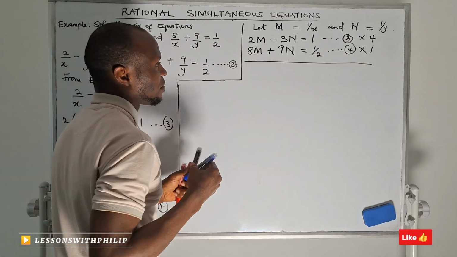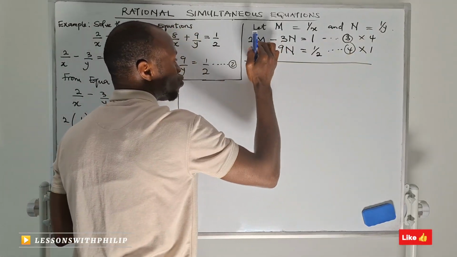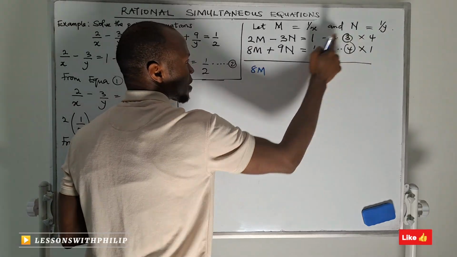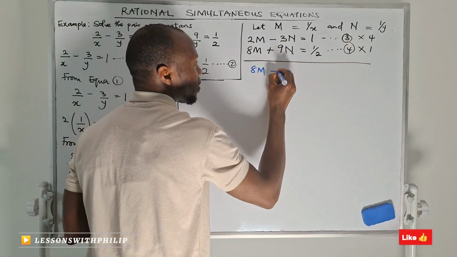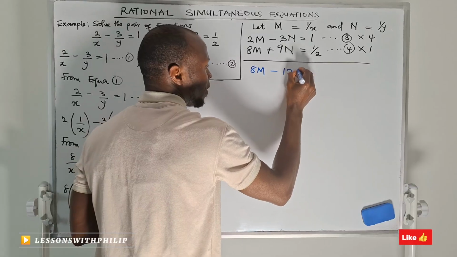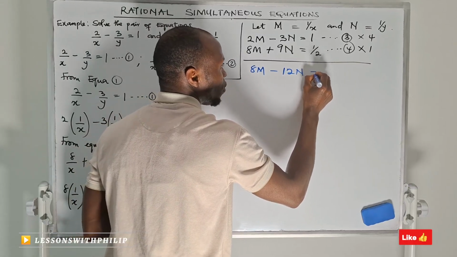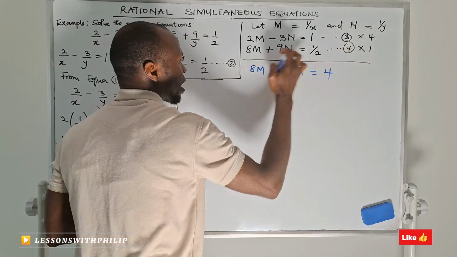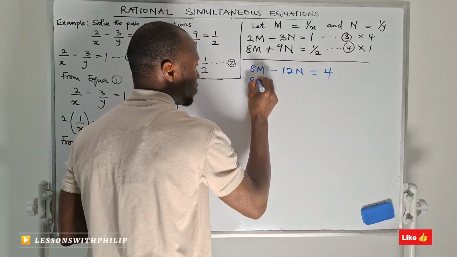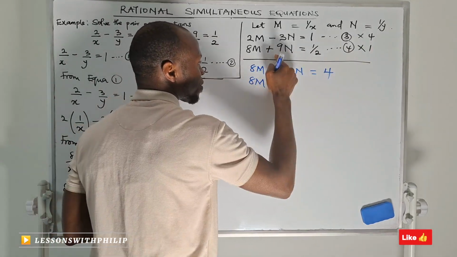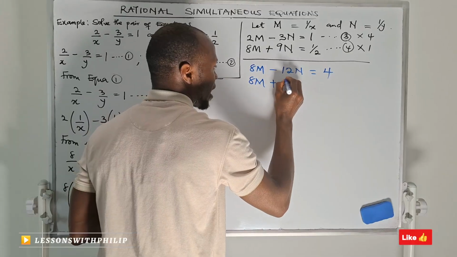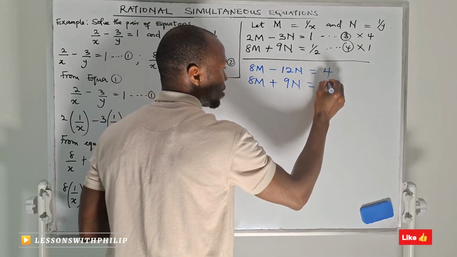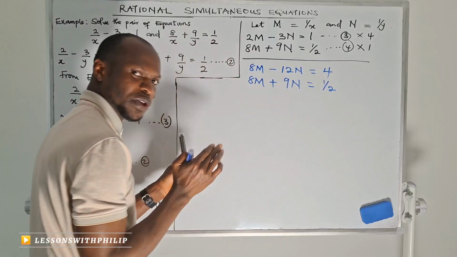So I will have 4 times 2 will give me 8m. 4 times minus 3 will give me minus 12n, equals 4 times 1, which gives me 4. Okay, 1 times 8m will give me 8m. 1 times plus 9 will give me plus 9n, equals 1 times half, which gives me half. Do you get it to that point?